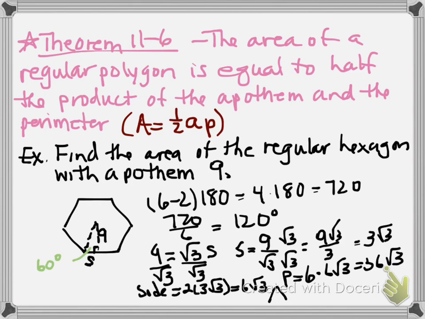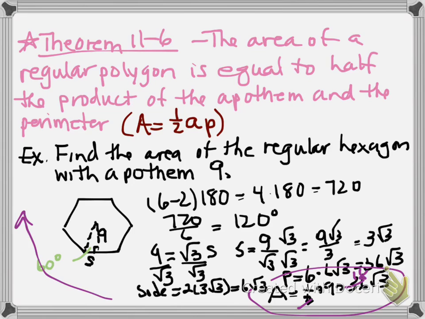So the area, which I'm cramming down at the bottom here, is 1/2 the apothem, which was the 9, times the perimeter, which was the 36 radical 3. So I can take half of the 36, which is 18, and I'm going to take this calculation and move it over here. And 9 times 18 is going to give me 162 radical 3. That is your area. Okay. Look at all the different chapters that got involved in that problem. Chapter 8, Chapter 9, along with the formula from Chapter 11.